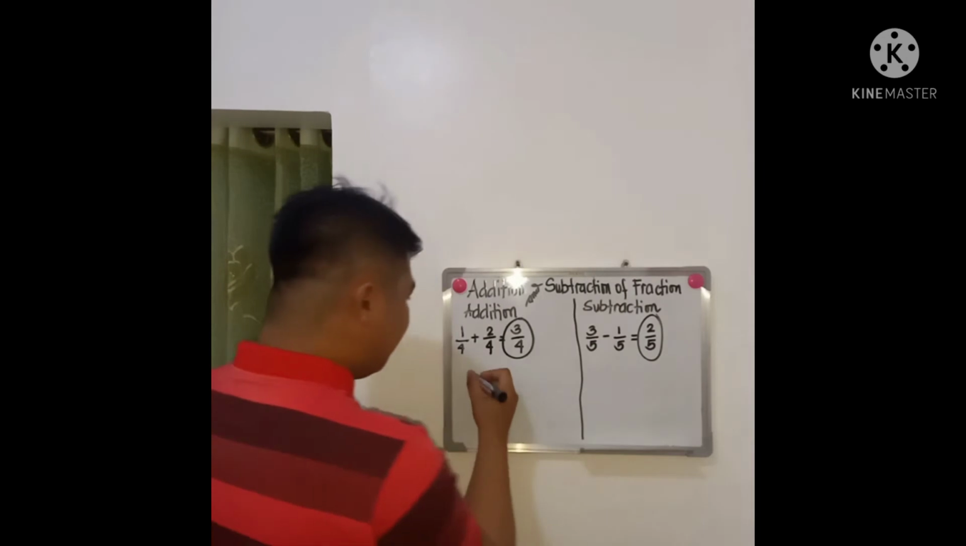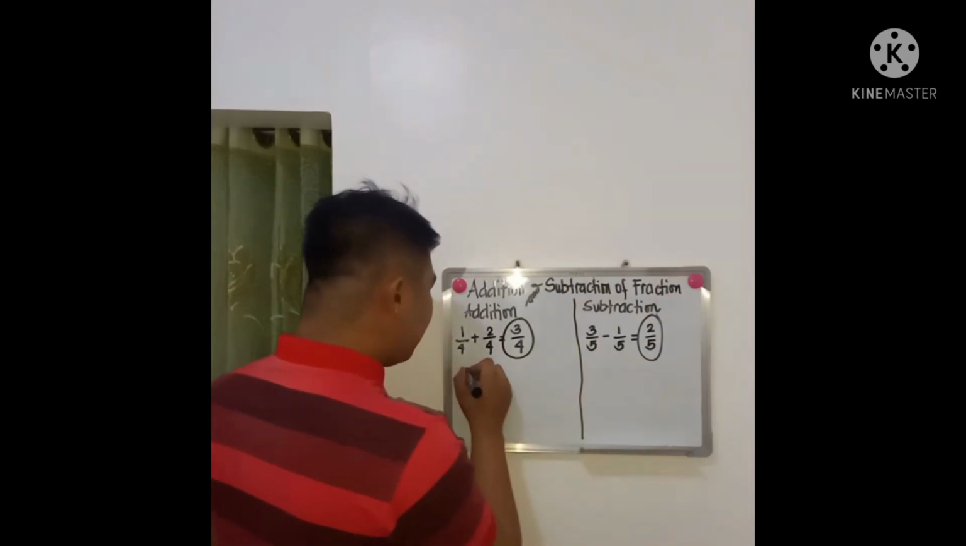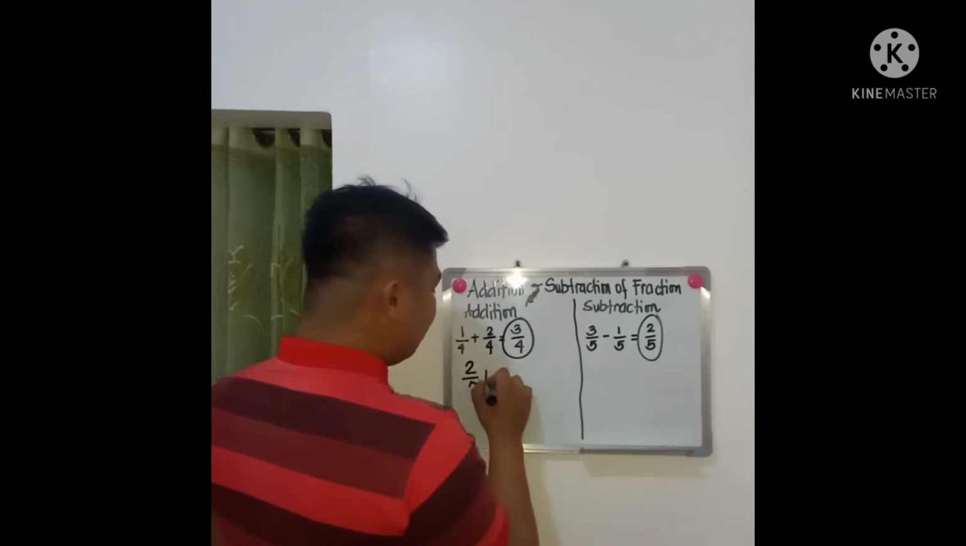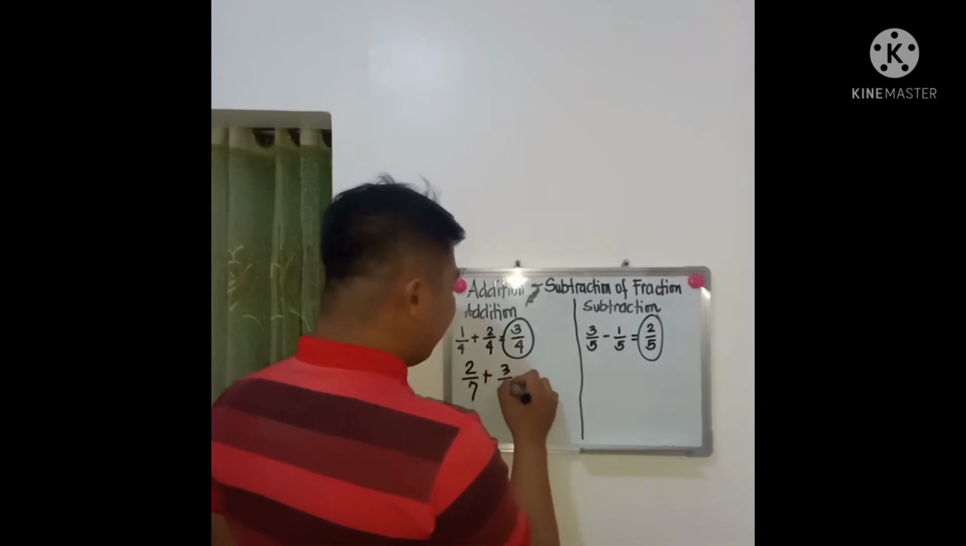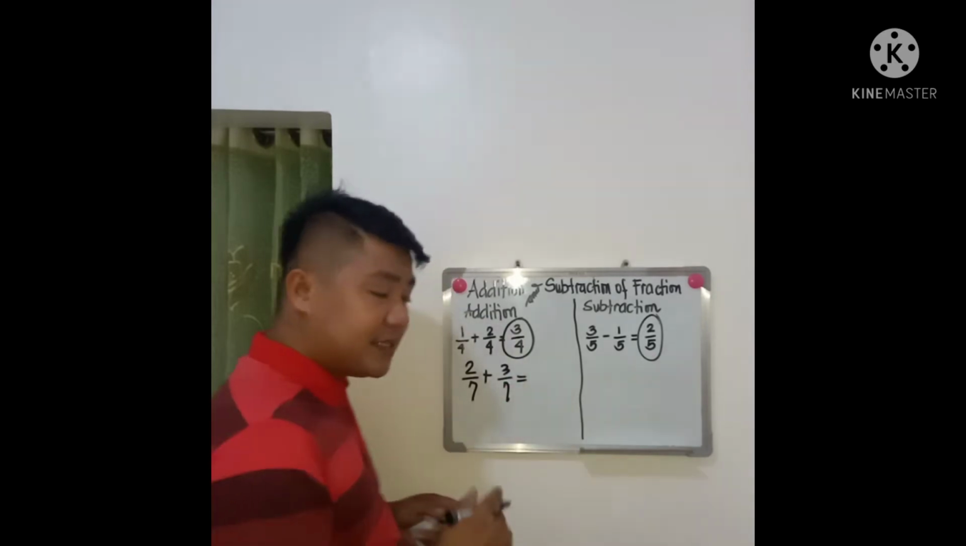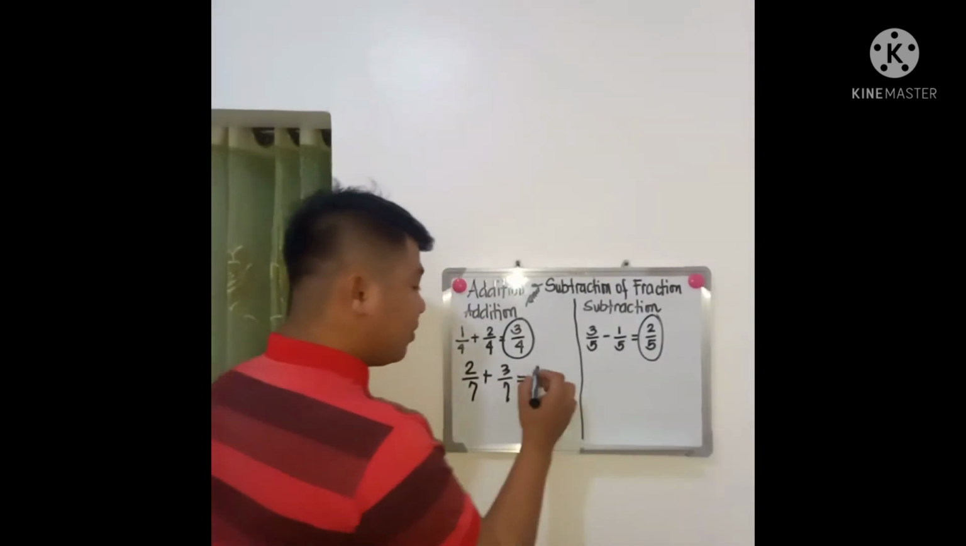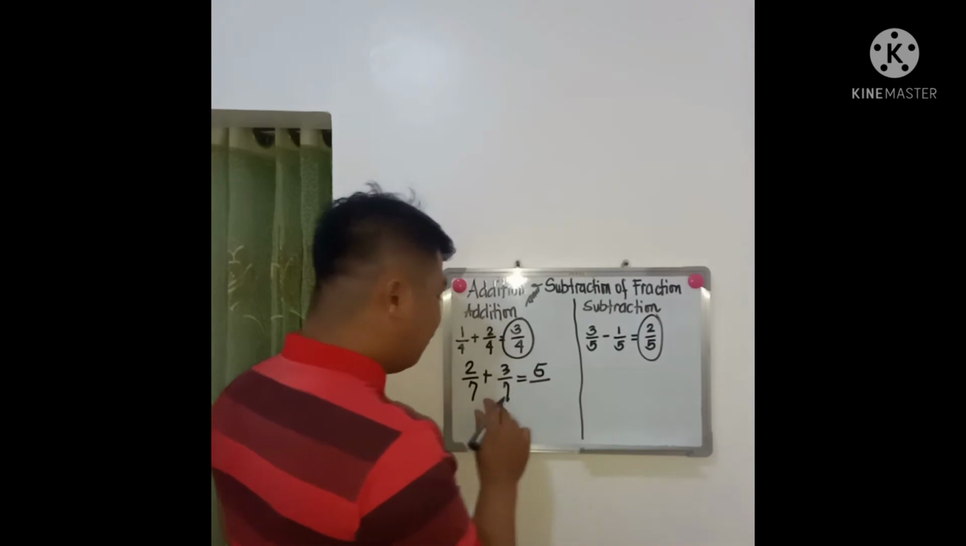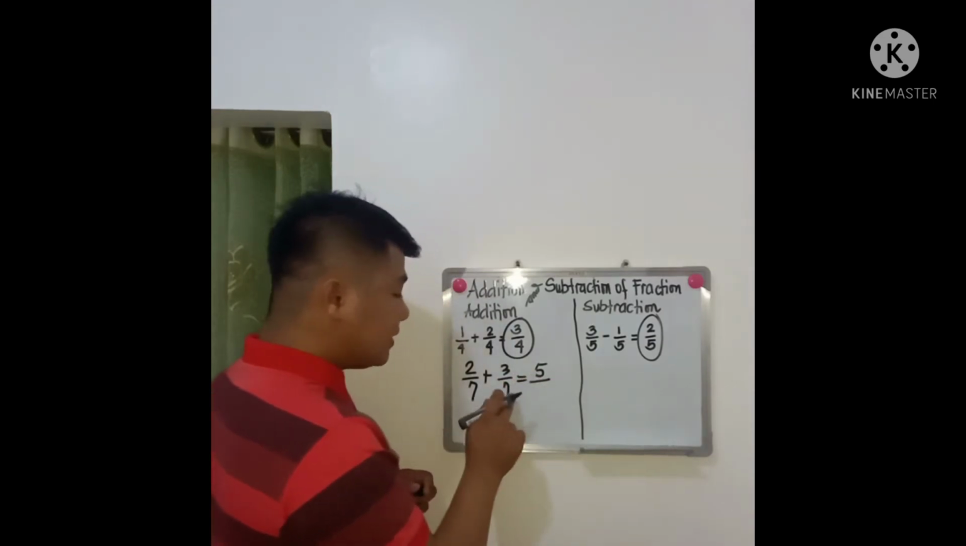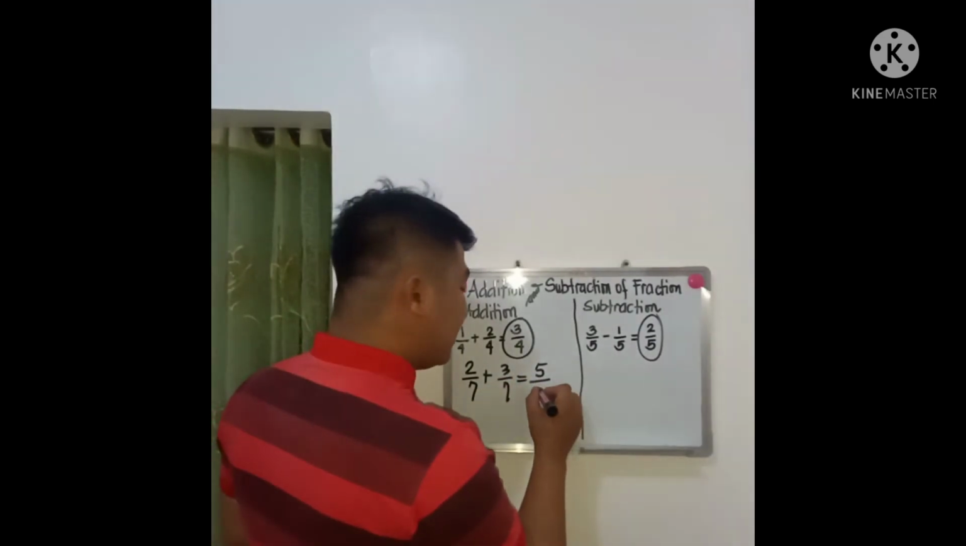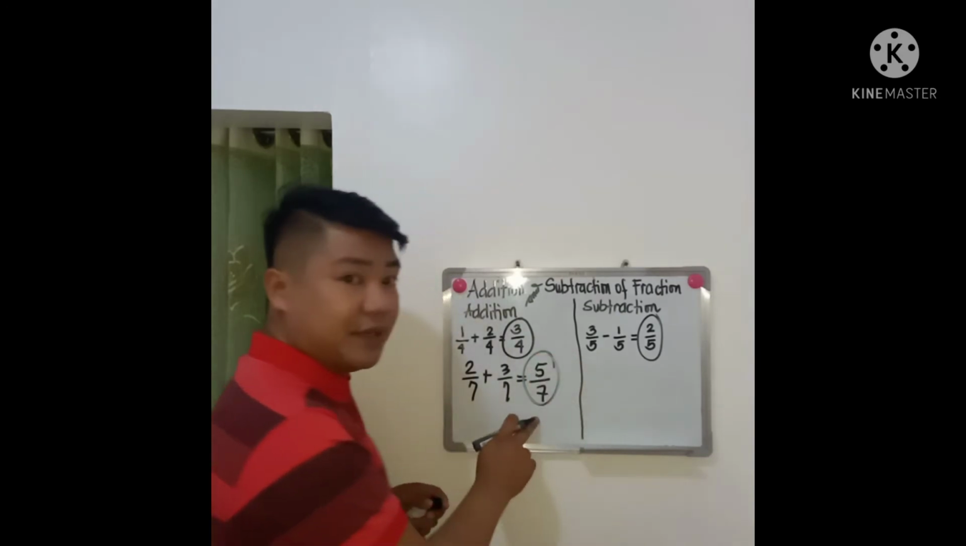Let's try to have another example. So let's try to have here 2/7 plus 3/7. Of course, simply add 2 plus 3, that is 5, over, simply copy the denominator. You will have 5/7 as a result.